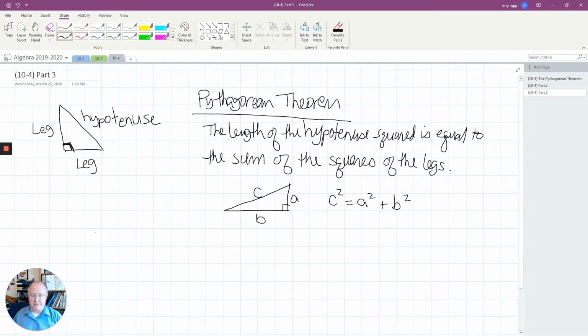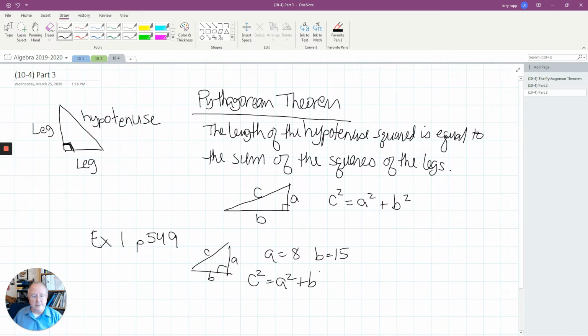Let's do an example. Okay, let's do example 1 on page 549. We're supposed to find the length of the hypotenuse of a right triangle if its legs A and B are, say here's A and B, and there's C, if A equals 8 and B equals 15. I recommend that you always write down the general formula for the Pythagorean theorem, okay? It's a good place to start from. So C squared is equal to A squared plus B squared.